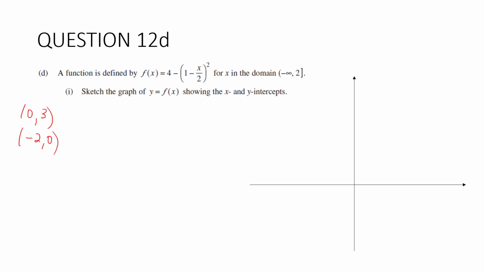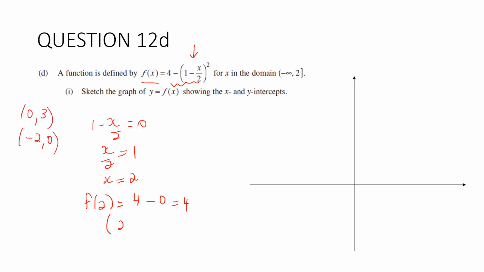Now we know that this is going to be some sort of concave down parabola, so we need the turning point. Now it is in vertex form, so the vertex is going to be what makes 0 here, which is 1 take away x on 2 is equal to 0, x on 2 is equal to 1, x is equal to 2. And then just substituting back into the formula, we get f of 2 is equal to 4 take away 0, which of course is 4. So our turning point, or our vertex, is going to be the point 2, 4.